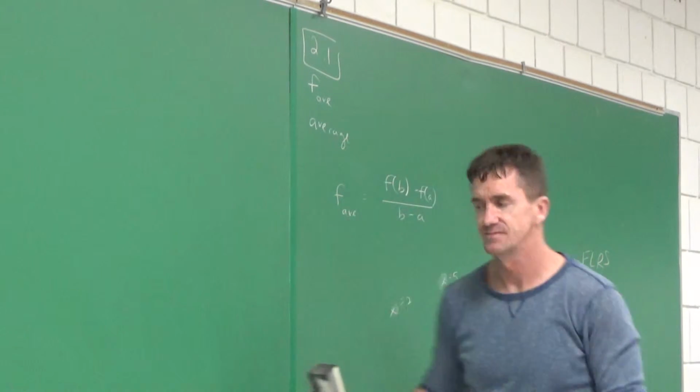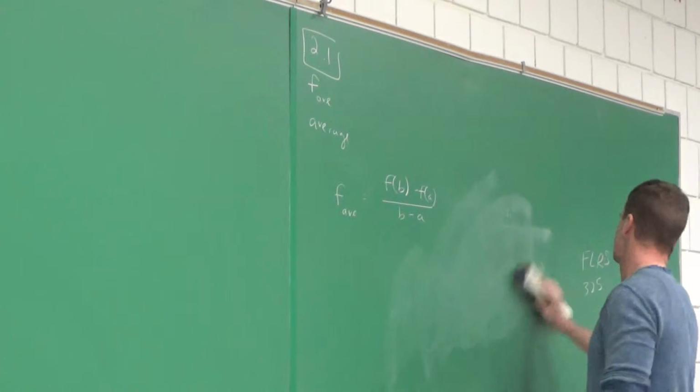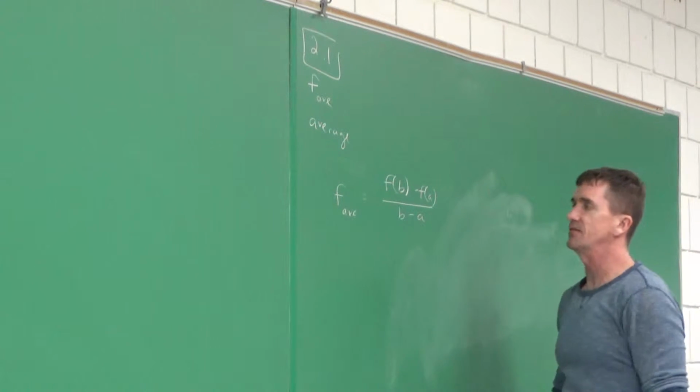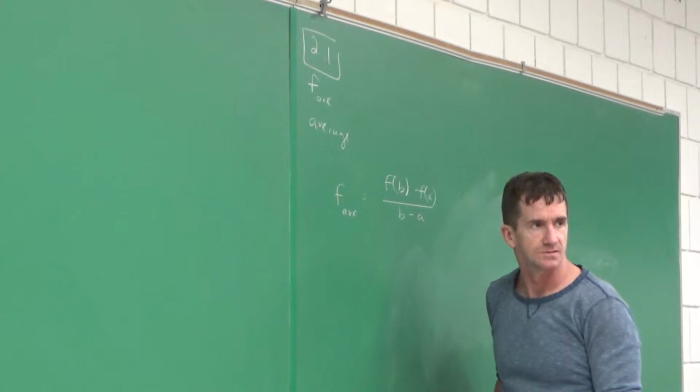That sound good? All right. I'm going to erase this. This is all we have to do, huh? f of b minus f of a over b minus a. That's how you find the average value of a function. Sound good?